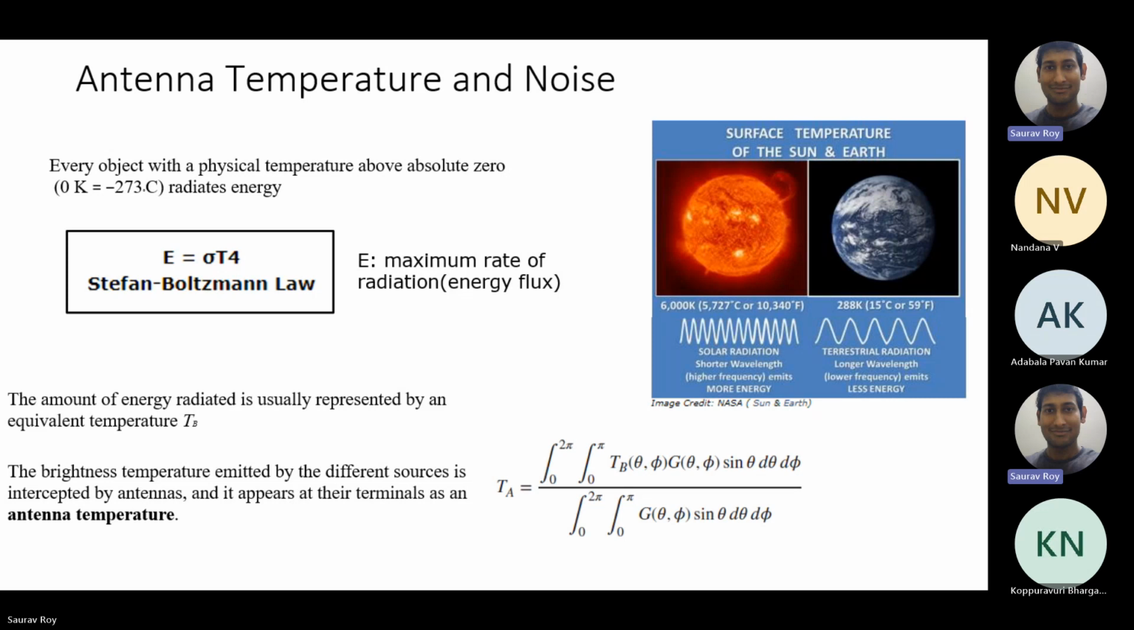Now all these energies will be collected by the antenna or the antenna aperture. So the effective antenna temperature will be given by this integral formula. TA is TB collected over the gain of the antenna over all different angles. All the surroundings, it will collect some energy. For that, the antenna will also have some temperature. So that is averaged over antenna gain.